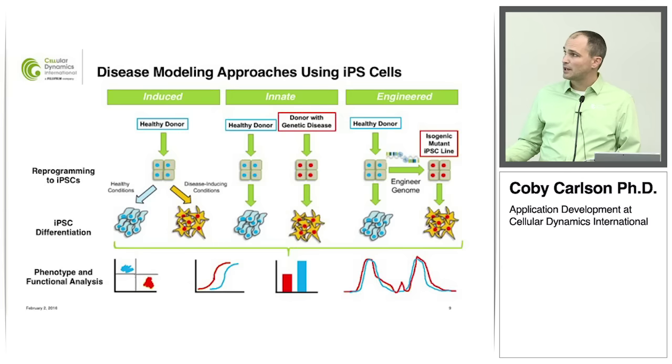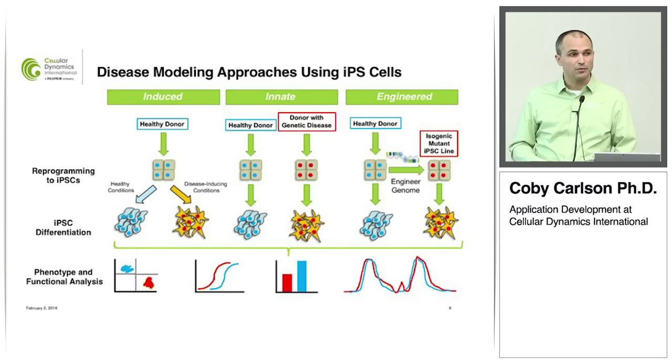So you can see here that an induced model would be that you have a normal, healthy donor, cells are reprogrammed back to the iPSC state, and then you could put the cells under conditions of healthy, normal state, or disease modifying or disease inducing. And then you've got your terminally differentiated cells, and you can run an assay on those, phenotype assay, functional analysis, whatever it is. So induced, that's how this goes from one donor.